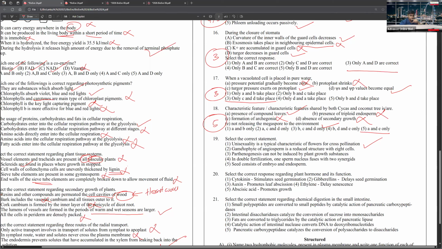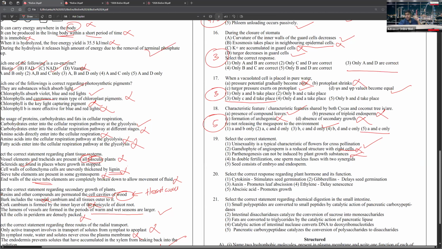Gametophyte of angiosperm is a reduced structure with 8 cells. Wrong, 7 cells. Parthenogenesis cannot be induced by plant growth substances. That is wrong, since it can be induced.